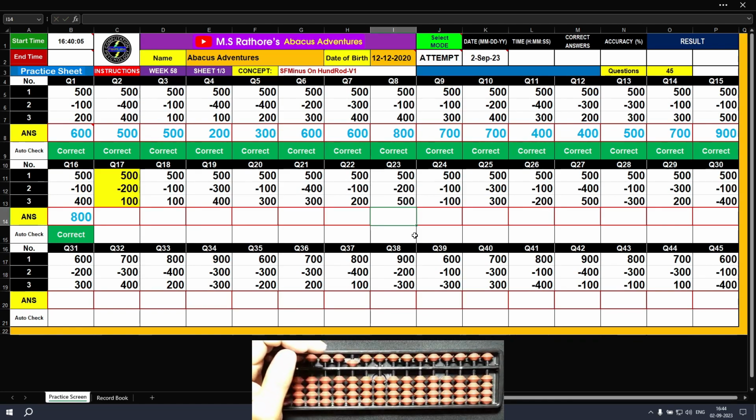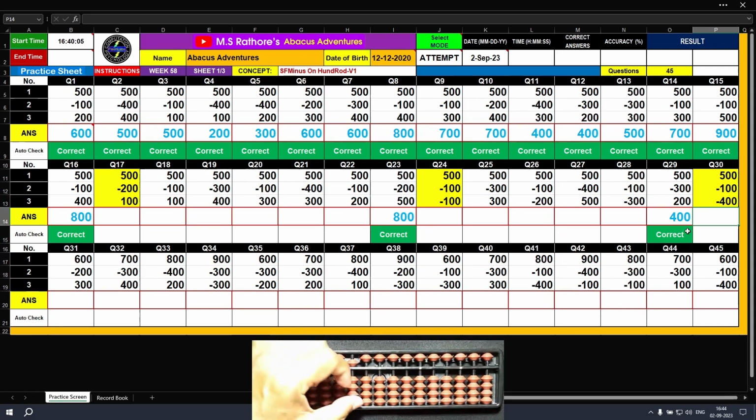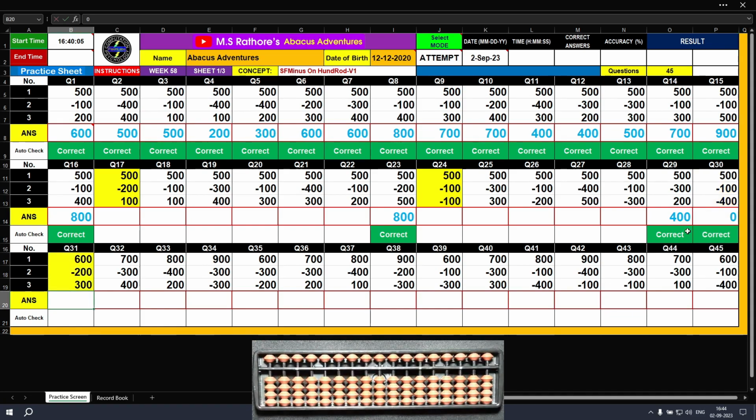Jumping to question number 23. Plus 500, minus 200, plus 500. The answer is 800. Question number 29. Plus 500, minus 300, plus 200. The answer is 400. Question number 30. Plus 500, minus 100, minus 400. The answer is 0.